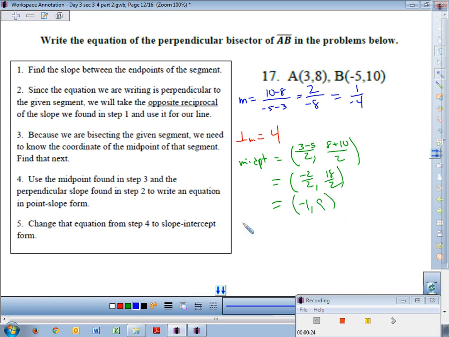Sweet. So I have my point, and I have my slope. The midpoint is the point we want to go through. The perpendicular slope is the slope we want to use. So y minus 9 is 4 times x minus a negative 1, which turned into a plus 1, right? Minus a negative. Distribute the 4.